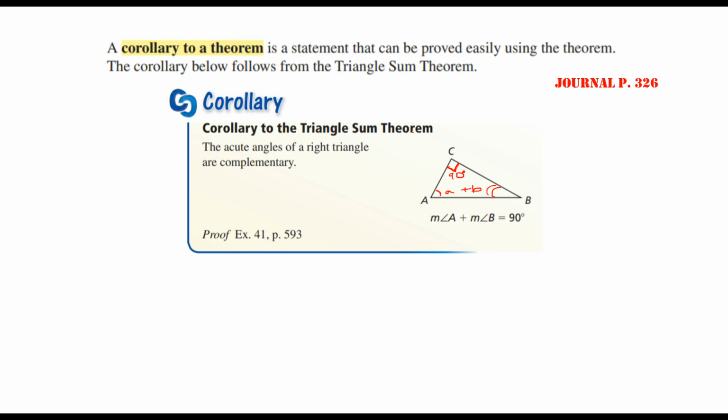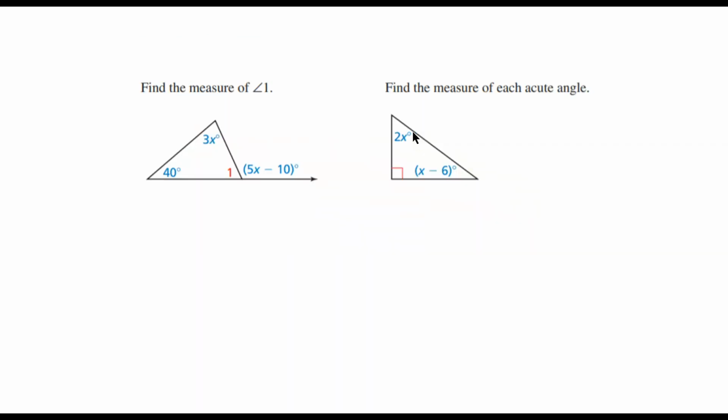There's a proof in your book in exercise 41, page 593. I don't know if I'll assign it. We'll see. So here, find the measure of angle 1 and then find the measure of each acute angle. Just a little more practice.